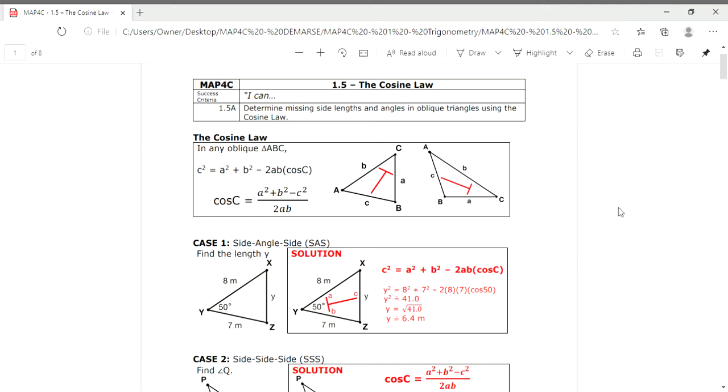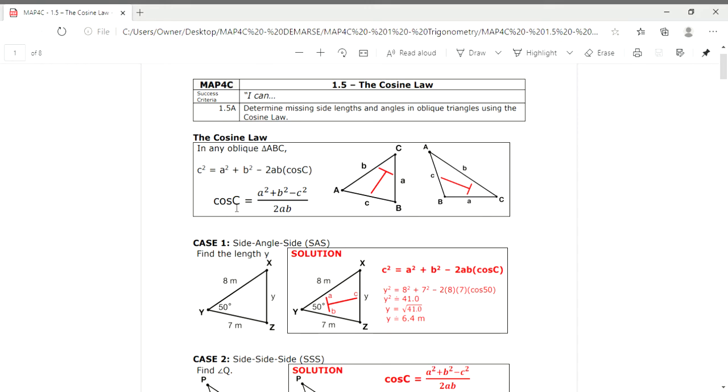The cosine law for an oblique triangle ABC reads as c squared is equal to a squared plus b squared minus 2 multiplied by a and b and then multiplied by cos of C. This is a larger equation to find the value of a side length, which is labeled c here. Just like the sine law, there are two versions of it. The first version has the side length lowercase c isolated.